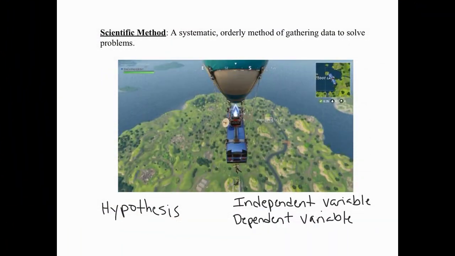Hello, everybody, and welcome to an exciting edition of Ed Puzzle Notes. Today we're going to go over what's called the scientific method. Scientific methodology is a systematic, orderly method of gathering data to solve a problem or to answer a question.